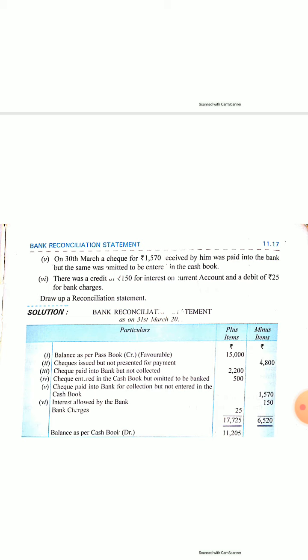So this is how we will drop this and we will get at last bank balance as per cash book, that is debit balance or favorable balance.